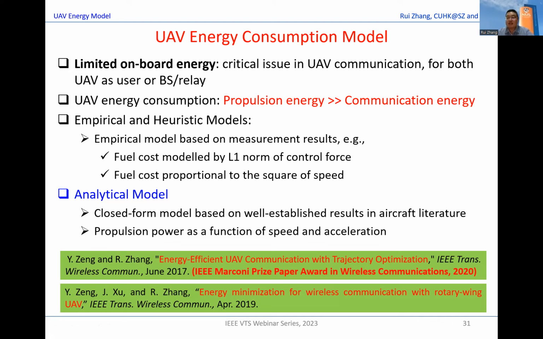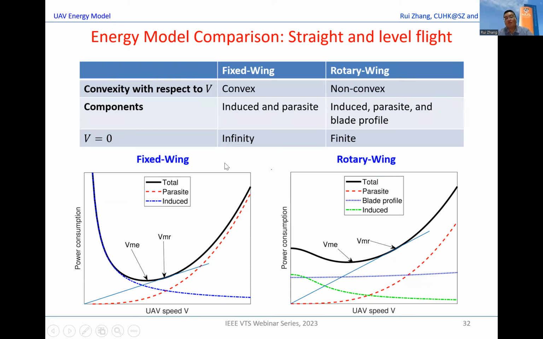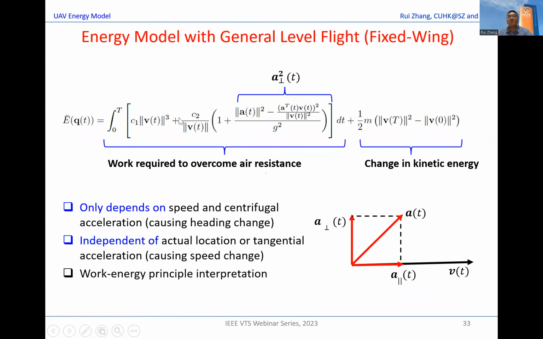But to study such a problem, we need a theoretical, analytical model that is tractable to model the UAV's energy consumption over its moving speed. And such an analytical model did not exist when we first looked at this problem. So in this work, we first derive the analytical model for two typical types of UAV: one is fixed wing, the other is rotary wing. We derive their power consumption models versus UAV speed, and you can see that they have very different behaviors. So we derive the energy consumption model for these two types of UAV. Here I just give an example. You can see it's very complicated.